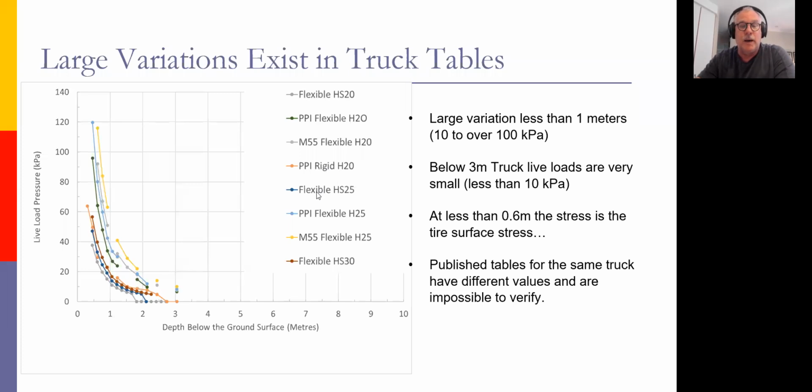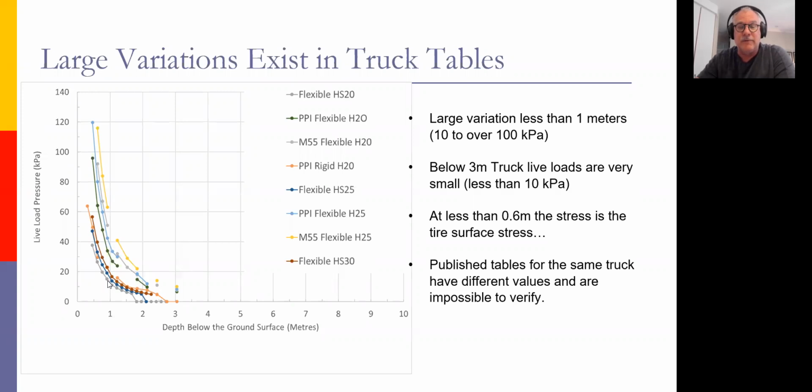And then if you do some calculations and you use the calculation methodology, you can do an HS25 truck and a variety of different tables. And if you take those tables and you plot them, so I've got ground depth here on the bottom on the x-axis, and the live load pressure on this axis. So as we go down, that load should decrease. And we plot these, you'll start to see that there's a huge variation in these values.